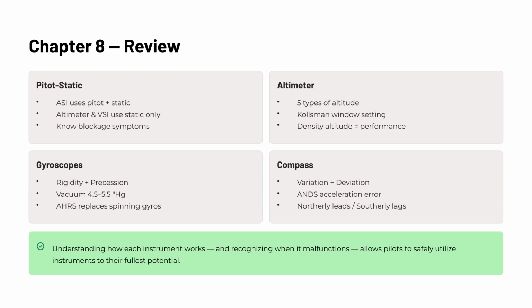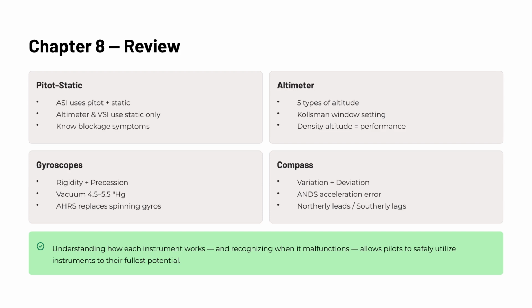Setting the Kollsman window correctly keeps you accurate. And remember that density altitude is your go-to concept when assessing aircraft performance. For gyroscopic instruments, the 2 fundamental principles are rigidity in space and precession. Vacuum-driven systems require between 4.5 and 5.5 inches of mercury to operate reliably. Modern aircraft increasingly use AHRS technology, which replaces traditional spinning gyros with solid-state sensors.